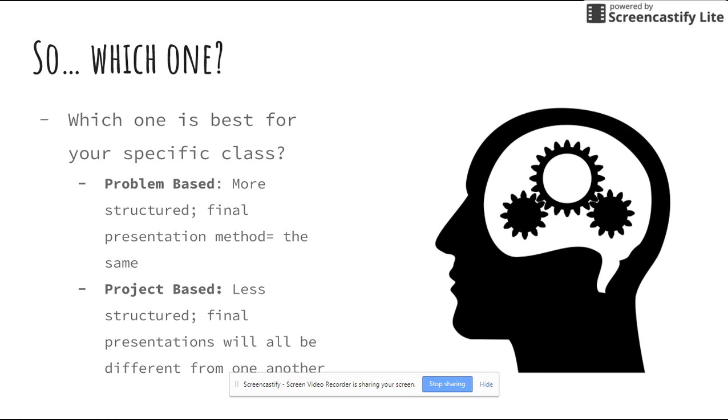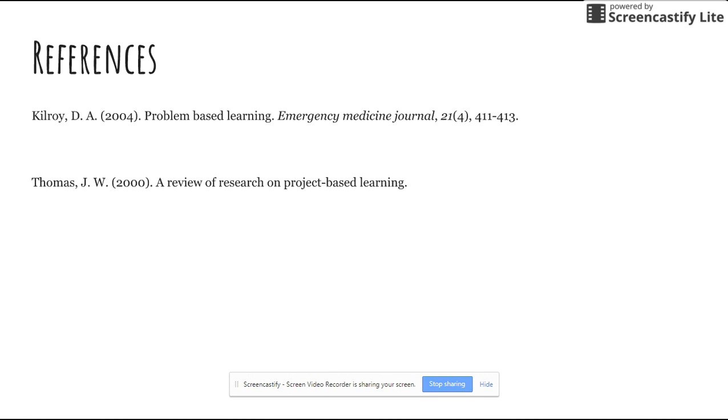So which one works for you? Every class is completely different, and what you're trying to accomplish is completely different. Problem-based and project-based can be used in most scenarios. It just depends on the outcome that you want and the overall experience. Problem-based is more structured. The final presentation method is the same, however, all students will have different ideas. Project-based, again, all students will have different ideas, but it's a little bit less structured, a lot of alone work time, and the final presentations will all be different from one another. That was just a quick glimpse of the difference between project-based learning and problem-based learning.